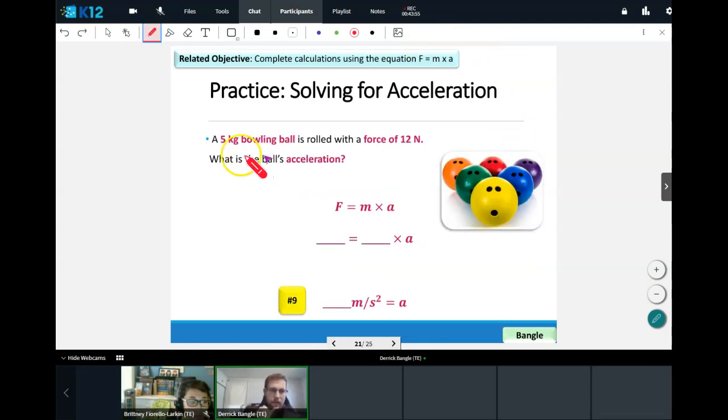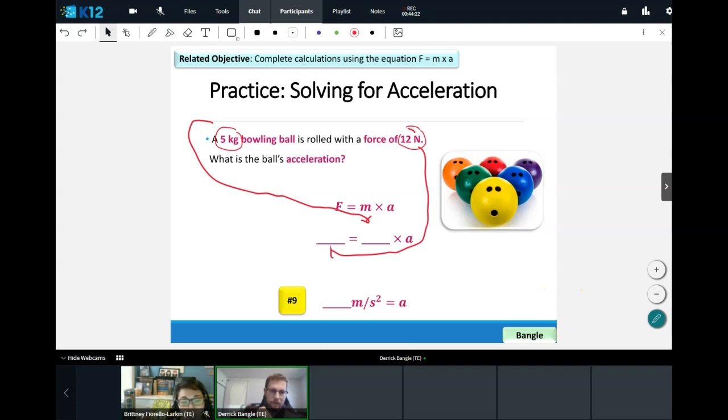Go, go, go. A 5 kilogram bowling ball is rolled with a force of 12 newtons. What is the ball's acceleration? So that's going to be our mass, that's going to go right there. And then newtons, that's going to be our force, so that is on the other side of the equation. We're going to need to divide them. If we take this and rearrange the equation, we should get that acceleration equals force divided by mass. So that means we have to take our 12 newtons and divide it by our 5 kilograms to get our acceleration. Let's go ahead and do that calculation together.